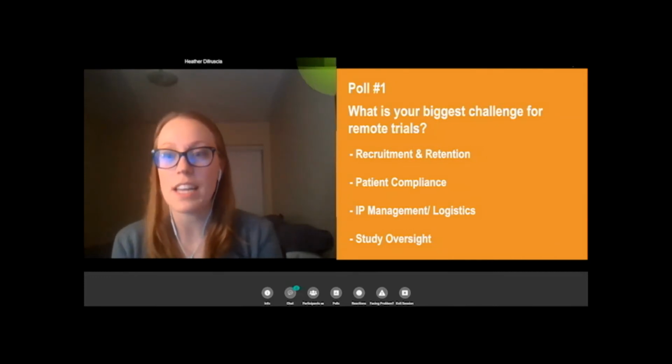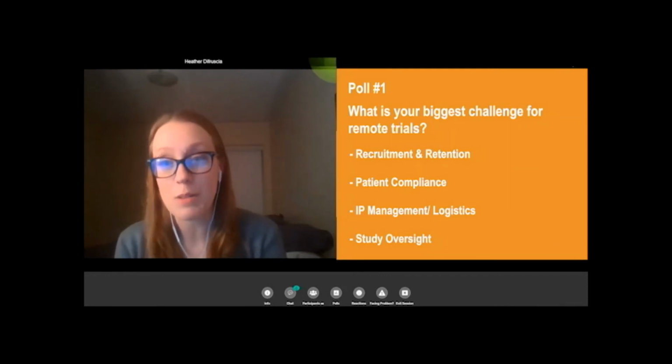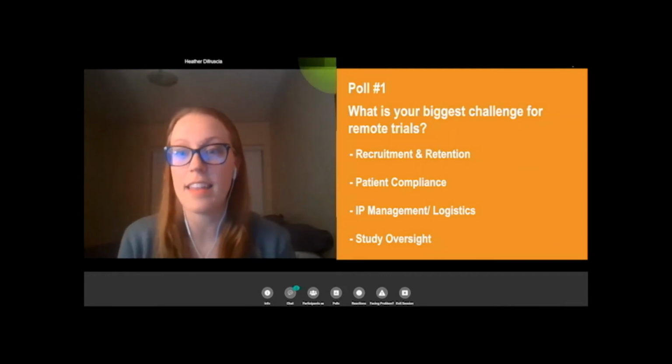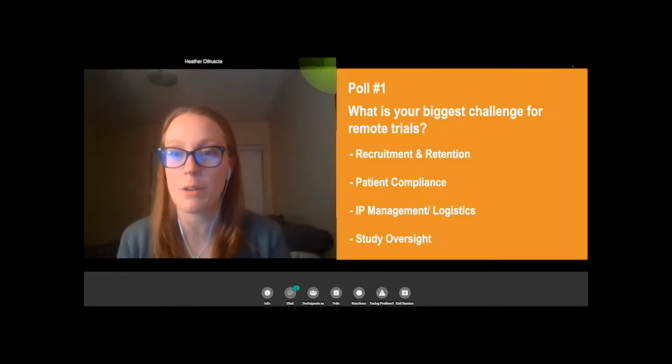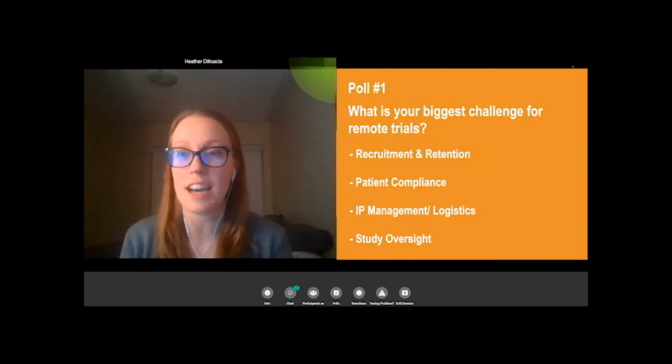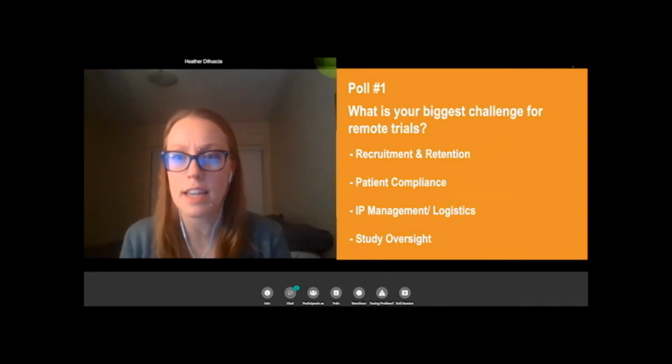And then our next one is patient compliance, which is 27%, and then following there we have recruitment and retention and study oversight. So by a landslide, our main one is the IP management and logistics for remote trials.